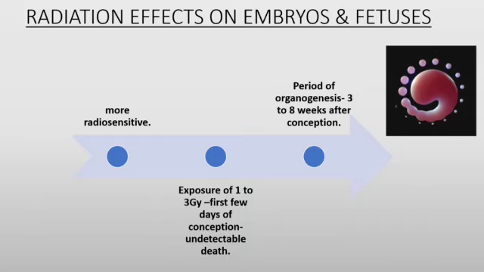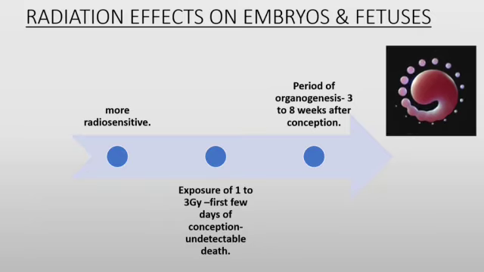The effects of radiation on the human embryo and fetus have been studied in animals and in women exposed to diagnostic or therapeutic radiation during pregnancy. Exposure of 1 to 3 Gy during the first few days after conception causes undetectable death of the embryo because the embryo fails to implant in the uterine wall. The period of organogenesis, when major organ systems form, is 3 to 8 weeks after conception. The most common abnormalities, like microcephaly, are often associated with mental retardation when the embryo is affected during that period.